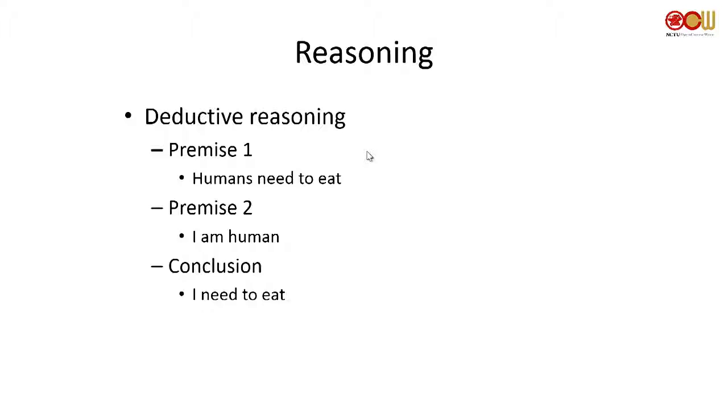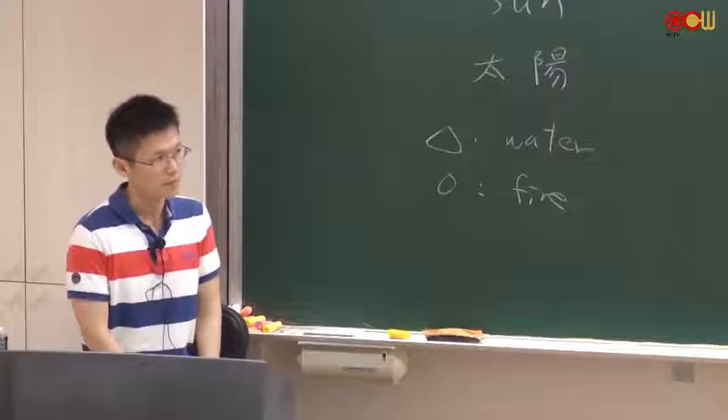For deductive reasoning, you need two premises. And you have to draw a conclusion based on the two premises. Like premise 1, humans need to eat. Premise 2, I am a human. Conclusion, I need to eat. This is a deductive reasoning, a very simple deductive reasoning.